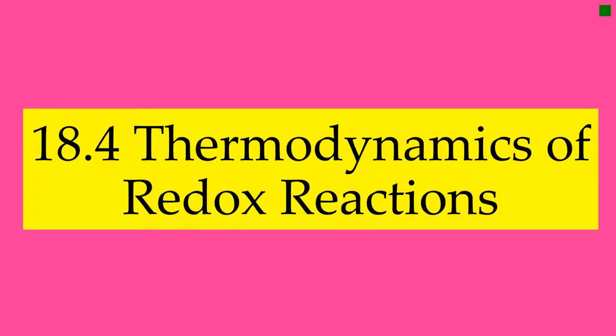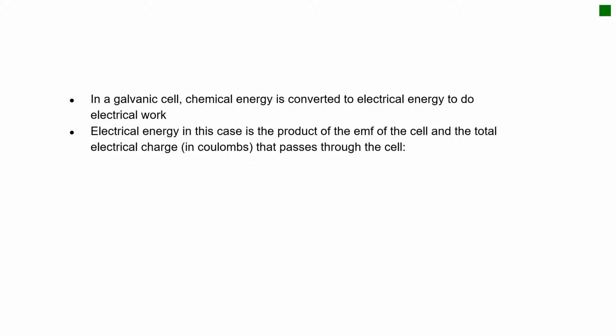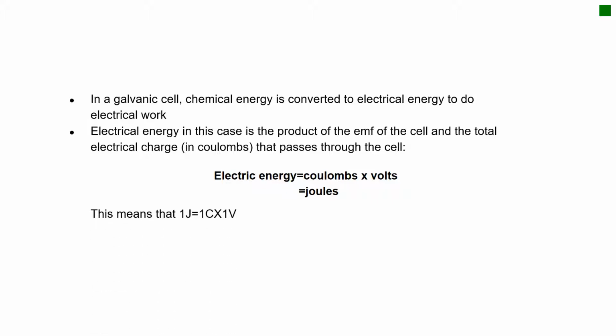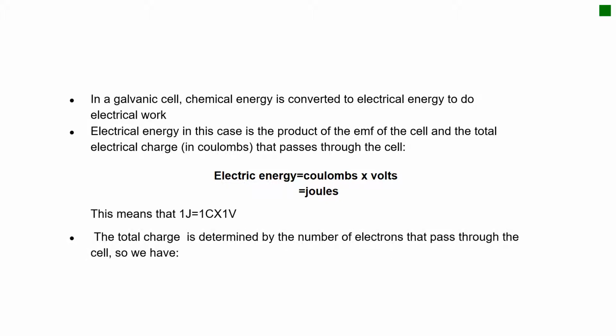Now we're going to go over 18.4, which is the thermodynamics of redox reactions. In a galvanic cell, chemical energy is converted to electrical energy to do electrical work, for example running an electric motor. Electrical energy in this case is the product of the EMF of the cell and the total electrical charge in coulombs that passes through the cell, so electric energy equals coulombs times volts, which equals joules, meaning that 1 joule equals 1 coulomb times 1 volt. The total charge is determined by the number of electrons that pass through the cell, so total charge equals the number of electrons times the charge of 1 electron.